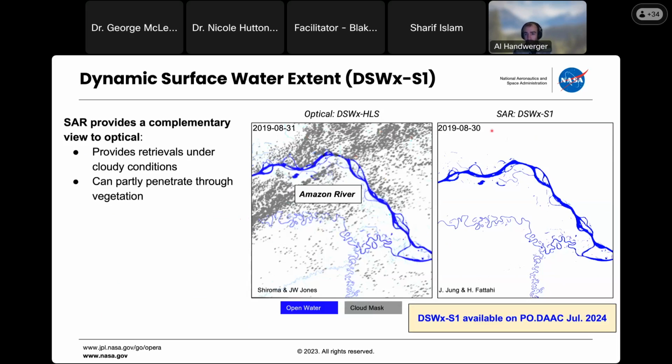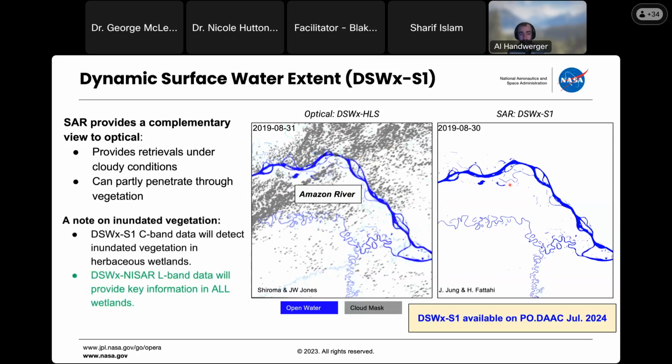So on the right here, you see two different surface water map products. On the left image is the one derived from optical data, so you can see this gray patchiness, that's clouds. And in this case, I selected an image that still showed water, so this would be a sort of partial coverage. But if we use the SAR data, we essentially strip those clouds away and are just left with the water on the ground.